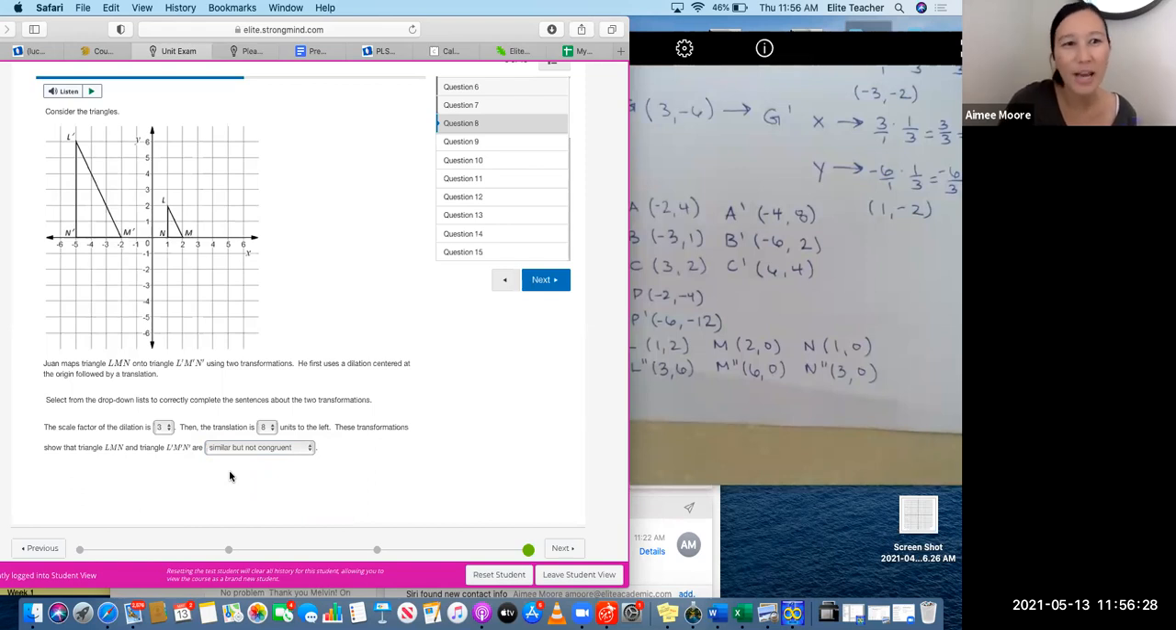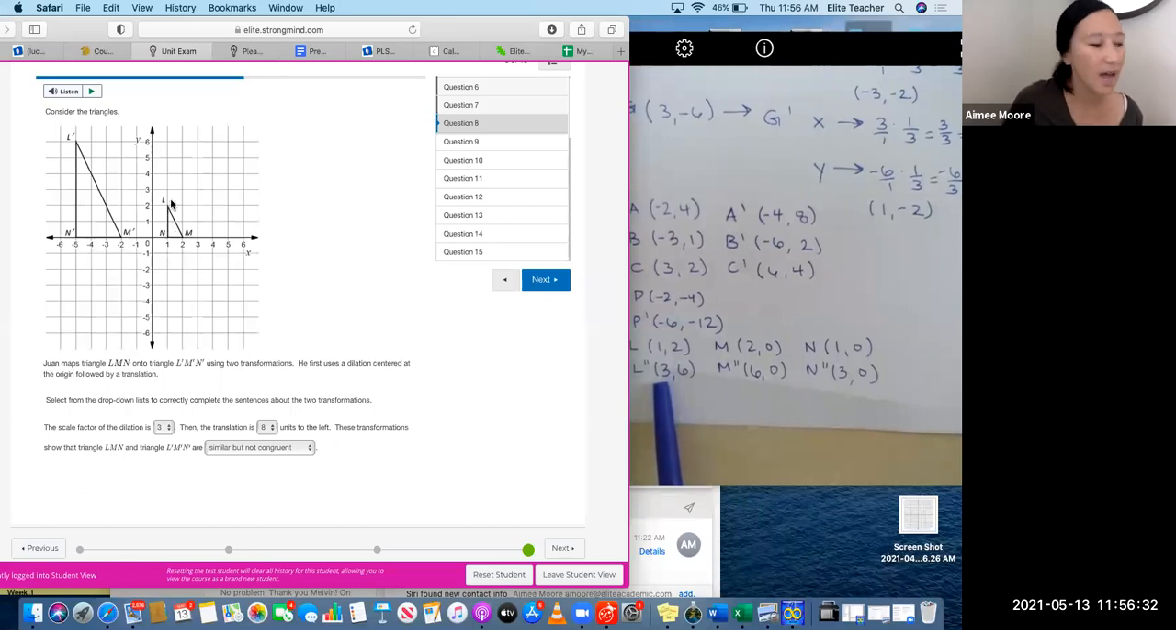Does that make sense? Our new triangle that we created would be congruent, but they're just talking about LMN, this triangle, and then this triangle, L prime, M prime, N prime. So they are similar, but not congruent.